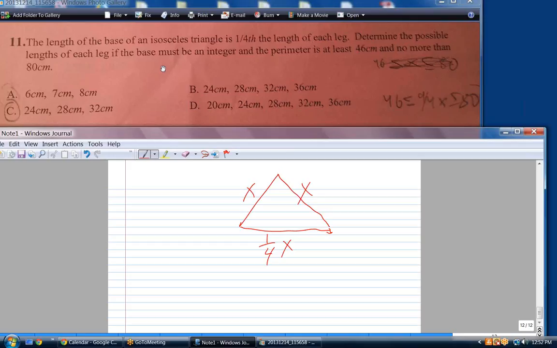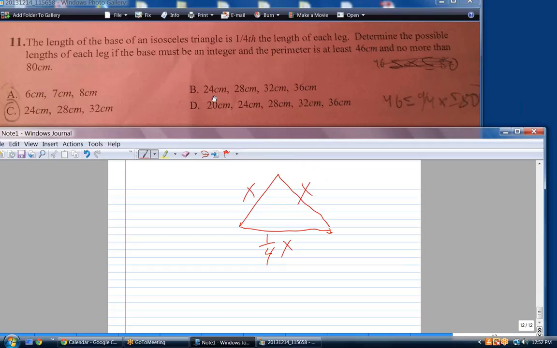Okay, so A would be, we can have 6, 7, or 8 as x. That's what that means. Well, could we have 6? No, because that would mean we couldn't even have 8. Because if we had 8, it would be 8, 8, and 2. That would give you a perimeter of 18, way too small.